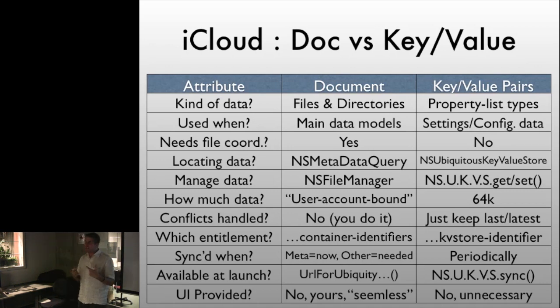Settings and configuration data, like I said, are for the key value pairs. Whether or not you need a file coordinator, you do need that for document-based. You don't need that for key value pairs. I'm just letting you know that now, and we'll talk about what that is specifically in just a second.